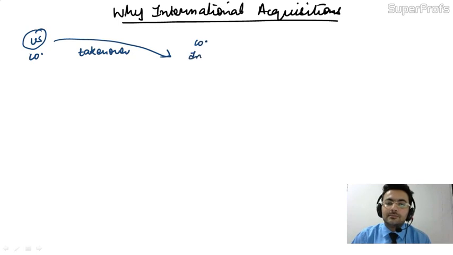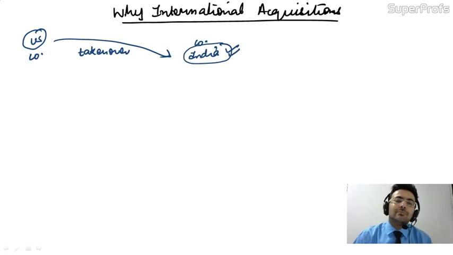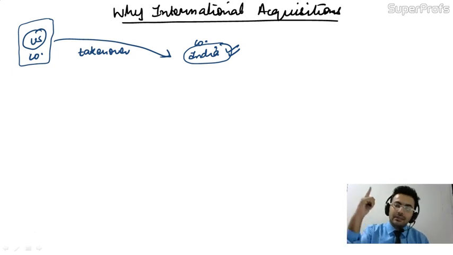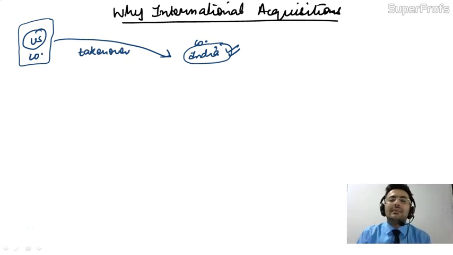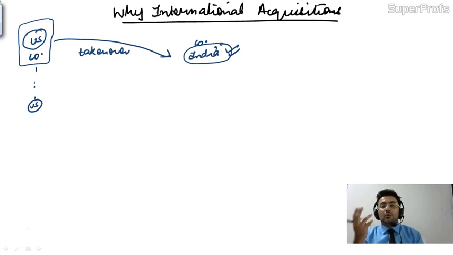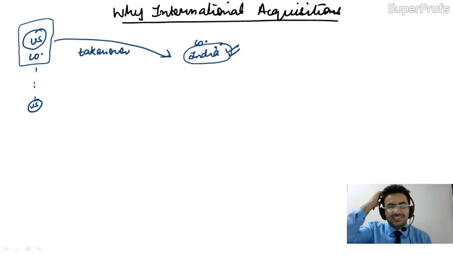So why has that company taken over a company in India? That company could have taken over any other company in the US. It could have taken over a company in any other country. Why India? Why that international acquisition? It could have been acquired in the US. Why has it been acquired in India? It can be acquired anywhere else. Why India?